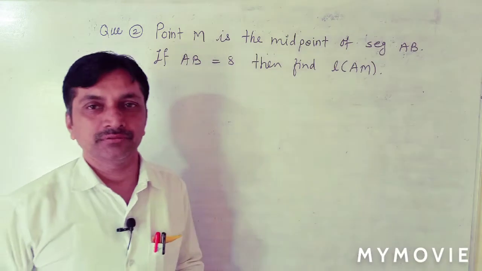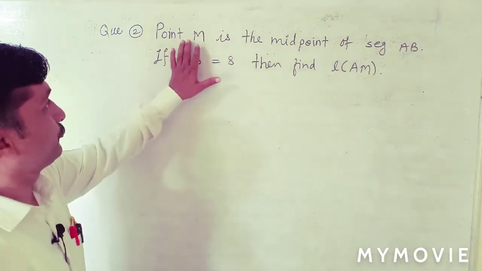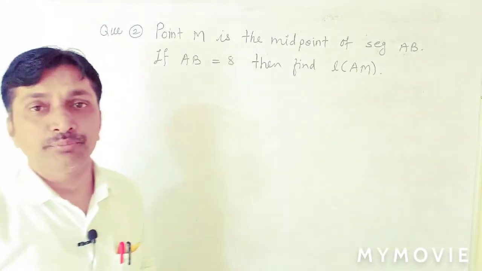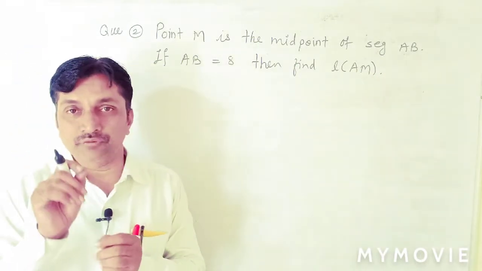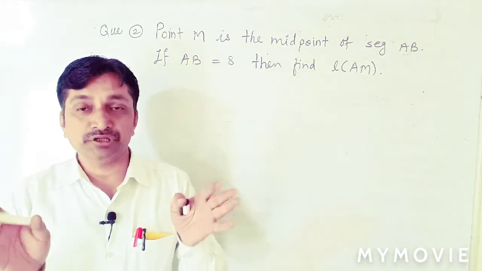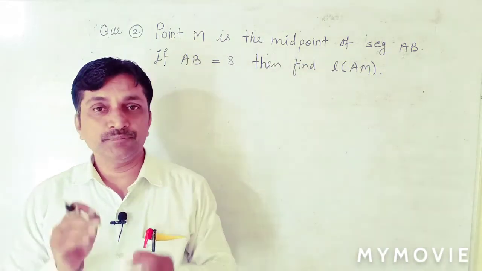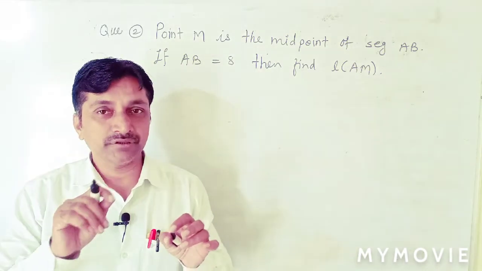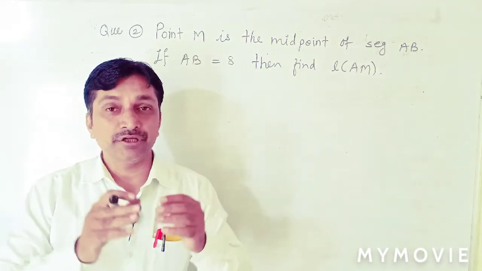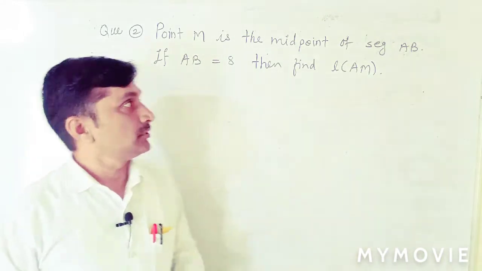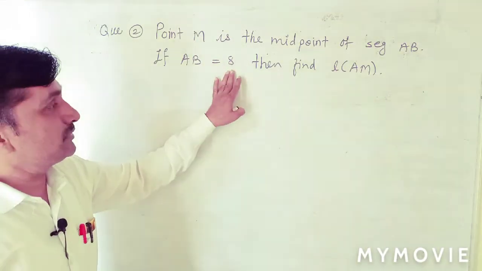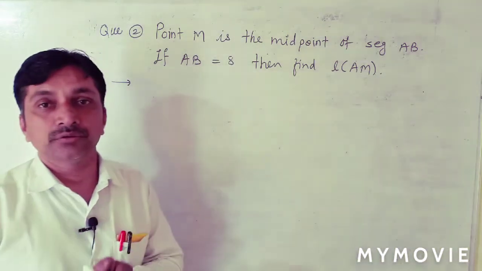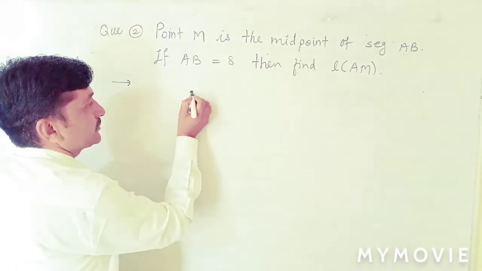After question number 1, question number 2 is: point M is the midpoint of seg AB. Now midpoint means what? Midpoint divides the segment into equal, congruent parts. Means by the midpoint the given segment will be divided into equal parts. M is midpoint, seg AB is 8, then find AM. Now in solution, let's draw a rough figure, a rough segment.